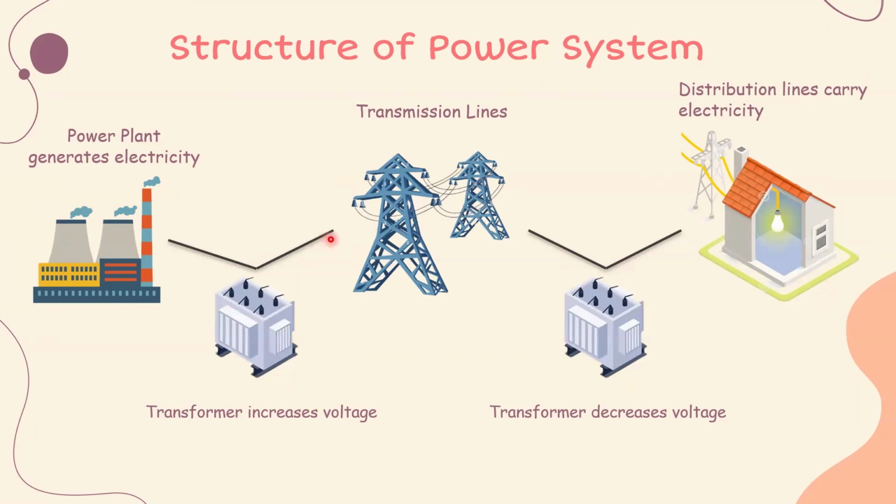At the end of the transmission line, we have to step down the transmission voltage to a lower level for secondary transmission and distribution. Here we use step-down transformers to step down the voltage to low voltage level in order to distribute at the consumer premises.